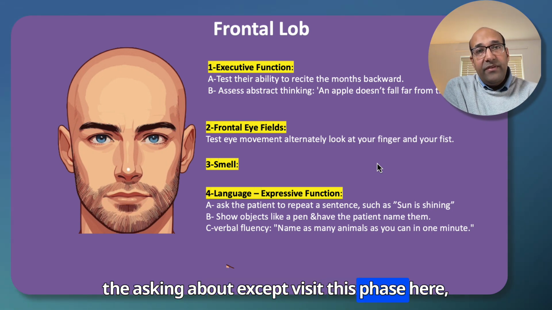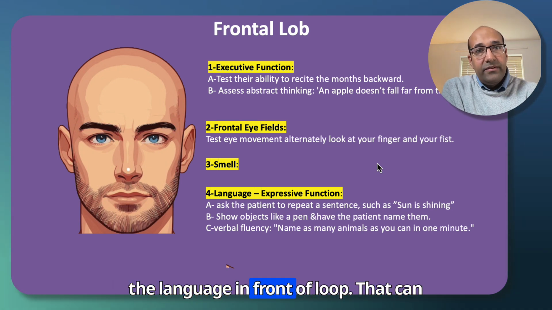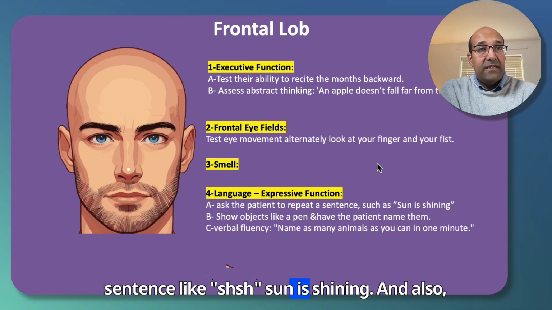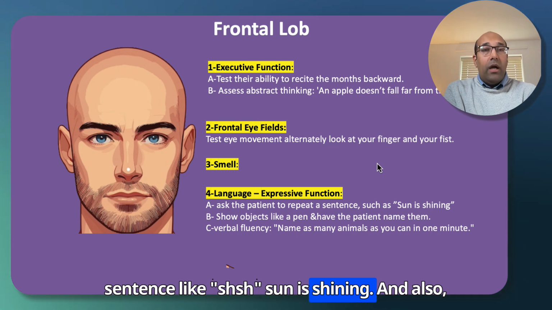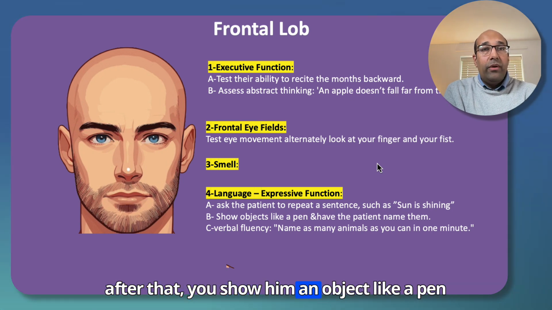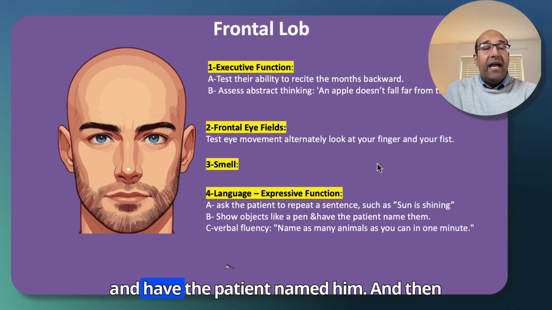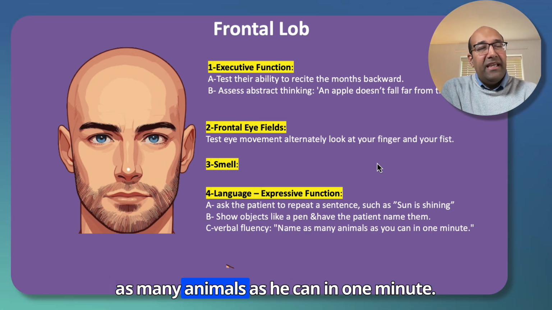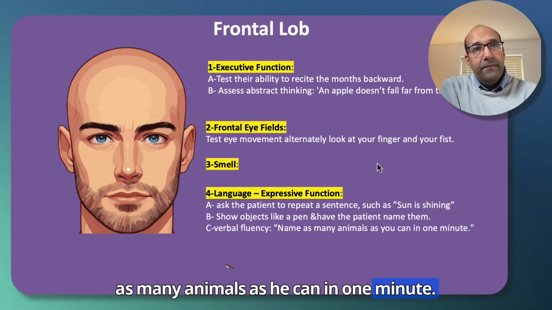Moving to the language, by looking at the mouth of the patient, you remember asking about expressive dysphasia, the language area of the frontal lobe. That can be done by asking the patient to repeat a sentence like "the sun is shining." And also, after that, you show him an object like a pen and have the patient name it. And then you test his verbal fluency by naming as many animals as he can in 1 minute.